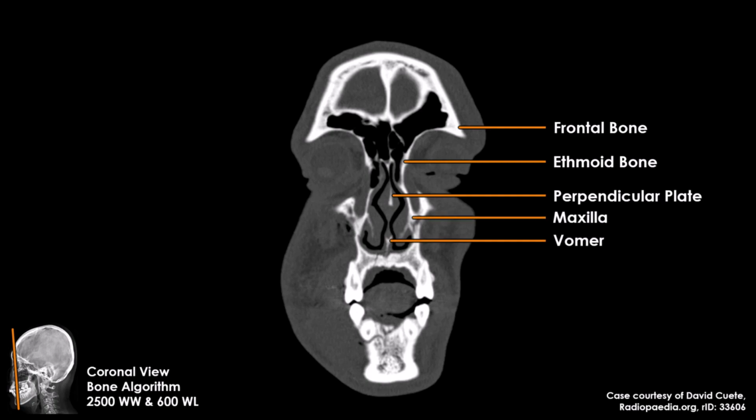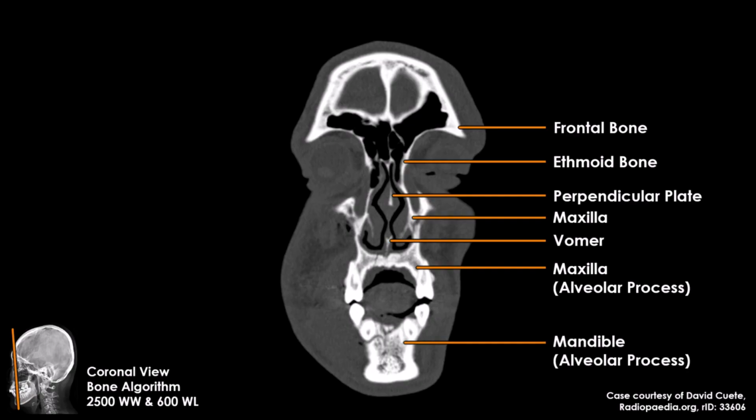This bone is the maxilla. It's known for containing the maxillary sinus, but we can't see the maxillary sinuses just yet. However, we can see the maxilla forms the lateral walls of the nasal cavity as well as the upper jaw. This portion of the maxilla containing the teeth is called the alveolar process. This bone is obviously the mandible, and this portion of the mandible containing the teeth is again called the alveolar process.